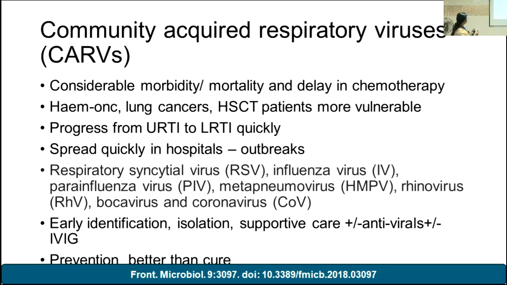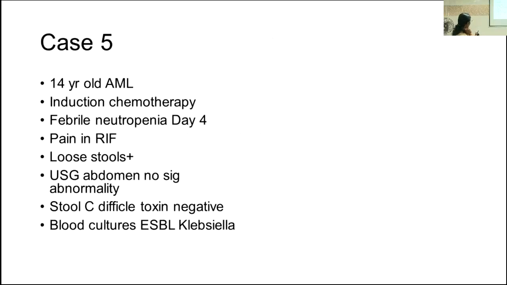Okay. So the next case is a 14-year-old with AML, again febrile neutropenia, who had some pain in the right iliac fossa and loose stools. Initially, some imaging was done because he was complaining of pain. The ultrasound showed nothing significant. Because he had loose stool, C. diff was tested, which was negative. So he was thought to have a neutropenic enterocolitis, and blood also grew ESBL Klebsiella. So he was treated with meropenem, thinking that he has a neutropenic enterocolitis.